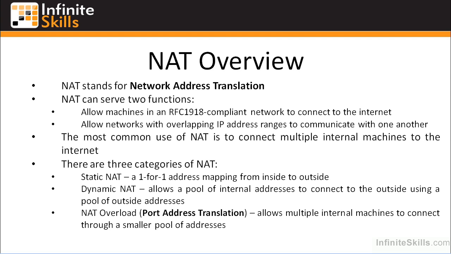The third and most common use of NAT is NAT overload, or what's called port address translation, or PAT. Port address translation allows multiple internal machines to connect through a smaller pool of addresses. Where dynamic NAT still requires an outside address to correspond to an inside address, NAT overload says you can have 65,534 addresses on the inside and one address on the outside, and it'll all work. Of course, that exact ratio won't work properly, but you get the drift. You can have 150 internal addresses and one outside address.